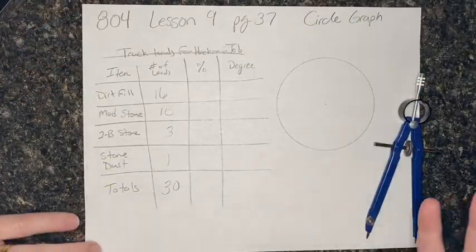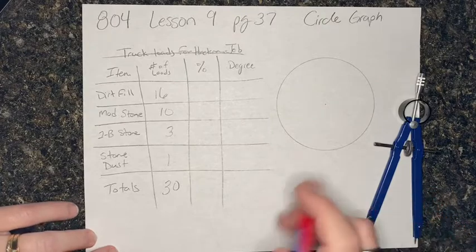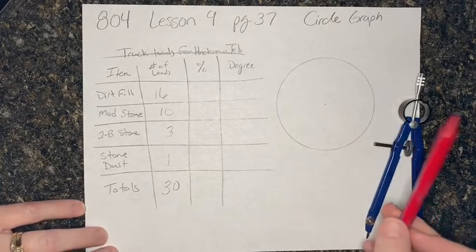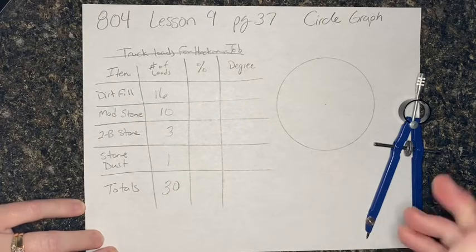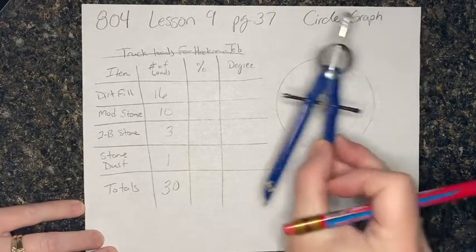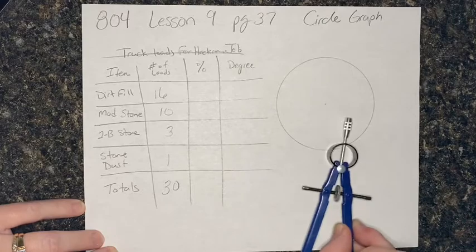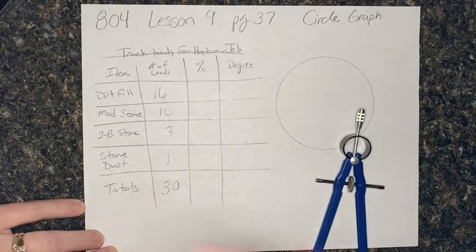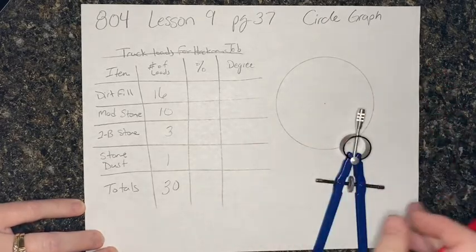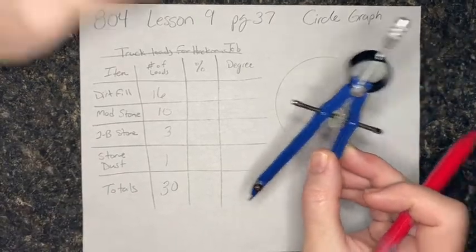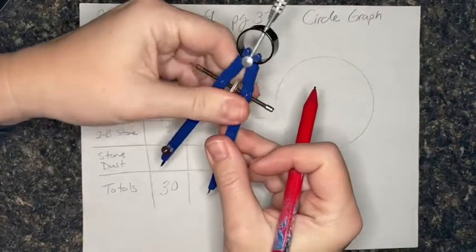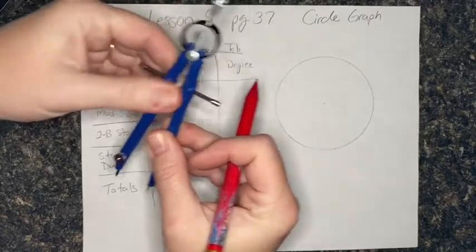All right, so lesson 9, the last problem we're going to look at here, page 37. We've got truckloads for the Hackman job, and I kind of drew my line a little hasty there. And then I used my compass to draw the exact same size circle that you have in your book. Most of these will give you the circle, but you can always draw your own because I know you've got your handy dandy compass, right? So I'm going to set this aside for now because we are done with it.